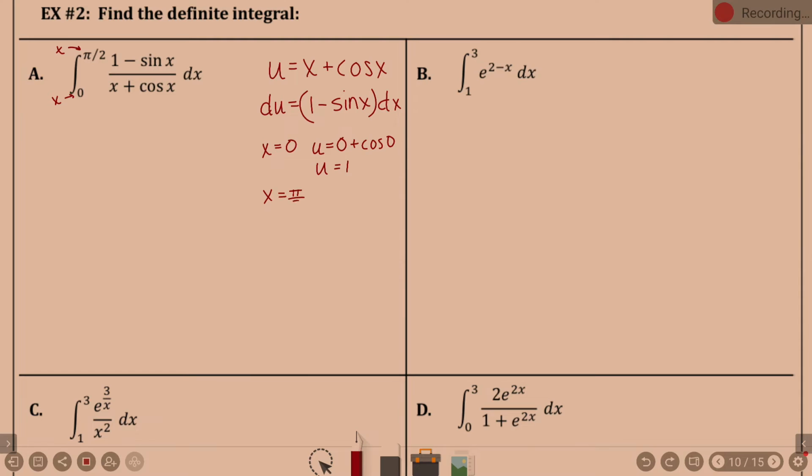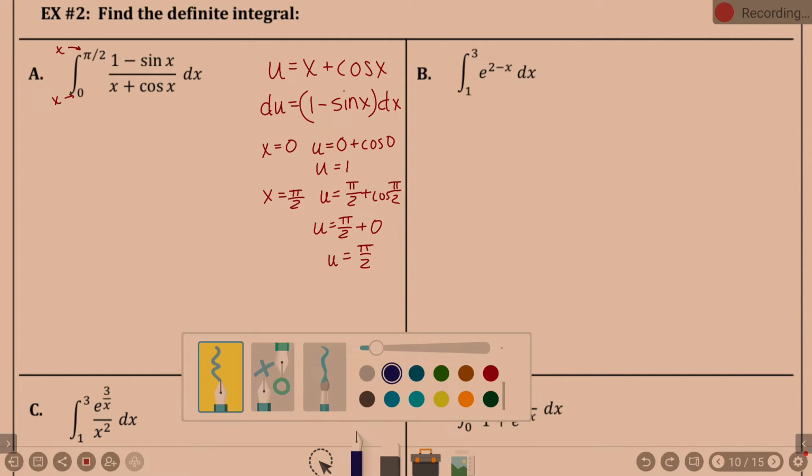If x is pi over 2, u is pi over 2 plus cosine of pi over 2. I should have just stopped and written pi over 2. Okay, so it changed our boundary slightly, didn't it?